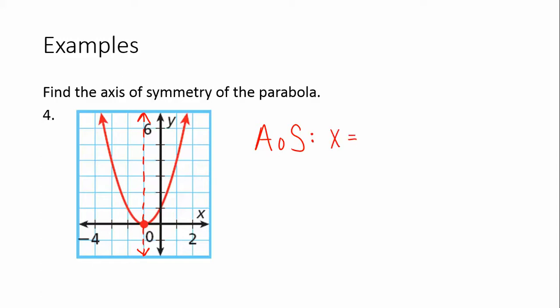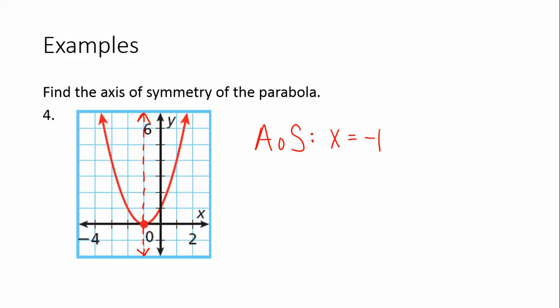And from the definition, it says that it's the x-coordinate of the vertex, or we can just look at where it crosses the x-axis. So we can see here it's crossing at -1. So the axis of symmetry is x equals -1. It must be written as an equation.